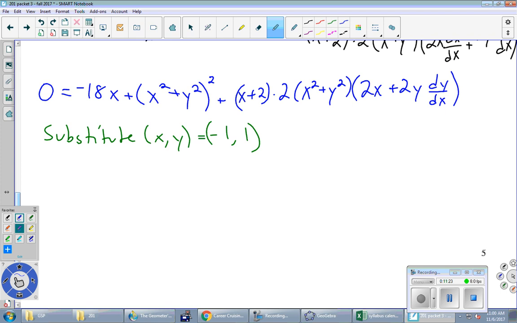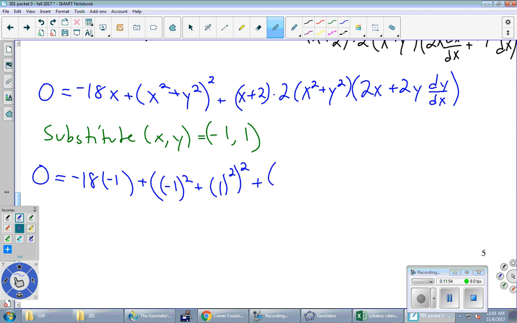So let's try that. 0 equals negative 18 times, how much is x? Negative 1, plus x squared becomes negative 1 squared, plus the next one is y squared. What is y? 1. 1 squared. That whole thing is squared, plus. If you understand what we're doing here, it's better for you to look at your own paper and not at the board. I'm going to keep writing it, but you keep writing yours. All we're doing is substituting x and y becoming negative 1 and 1. dy/dx is the only thing we're not substituting.